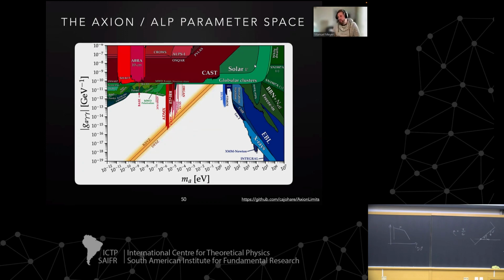Okay, so this I was showing already yesterday. This is the axion parameter space in terms of its mass and in terms of the coupling. And let's just have a little bit more details here.